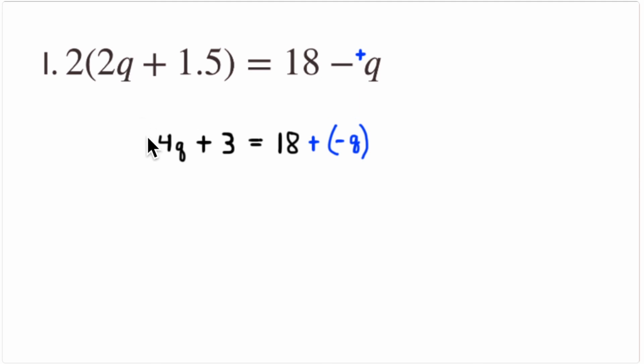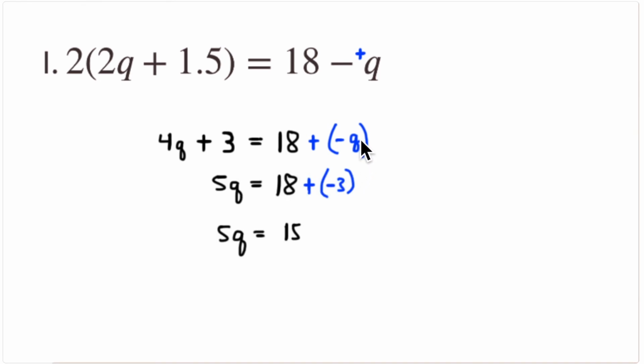So this becomes 4q. 2 times 2 is 4q's. You have two groups of these things. That means you're going to have 4q's total plus 2 1.5s. So 2 times 1.5 is 3. So 4q plus 3 equals 18 plus a negative q. So now I'm going to add a positive q to this side to get rid of the negative q, and I'm going to add a negative 3 to both sides to get rid of this positive 3.